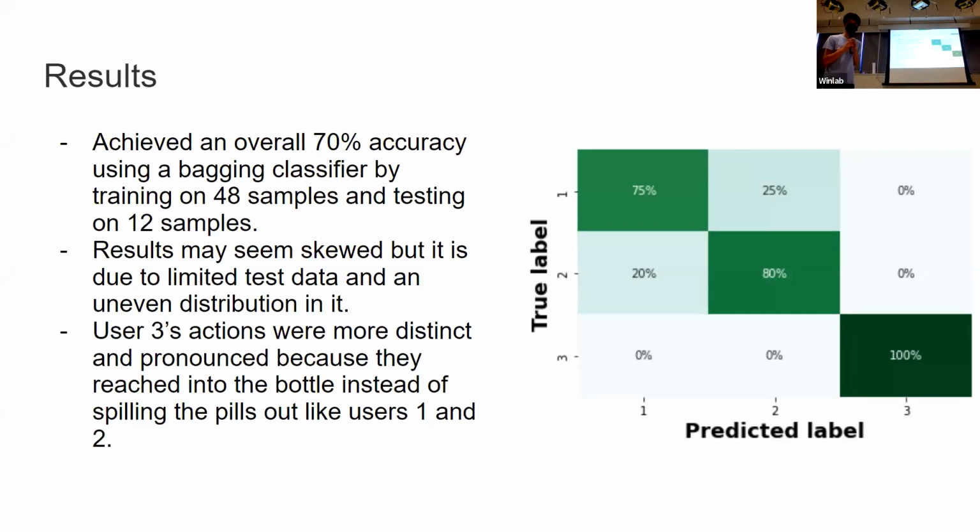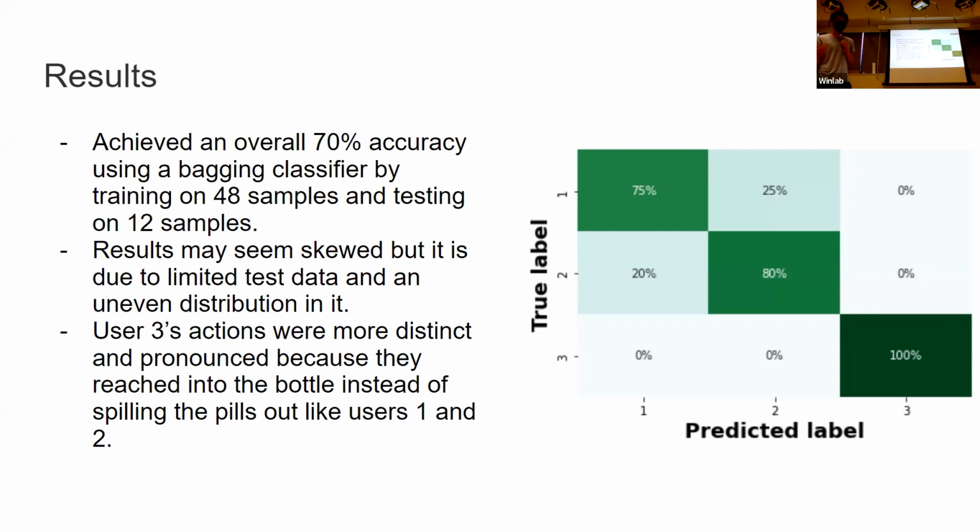So our results: we achieved an overall 70% accuracy, which is quite frankly terrible. But that is actually due to the small amount of data that we had. We were planning to increase the amount of data by either taking more samples of each of us instead of just having 20, or using data augmentation, or we could do both. But we didn't really have the time for that.